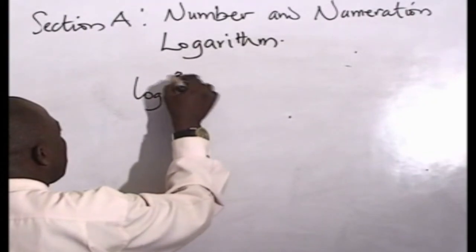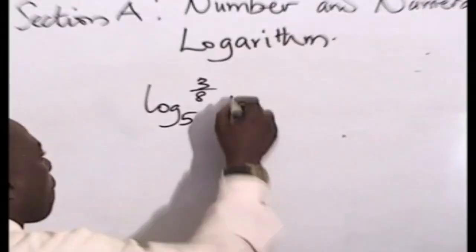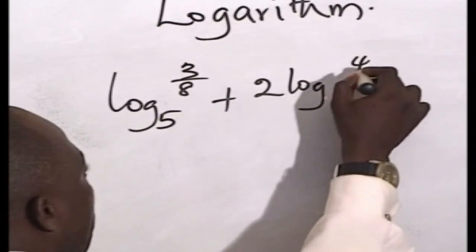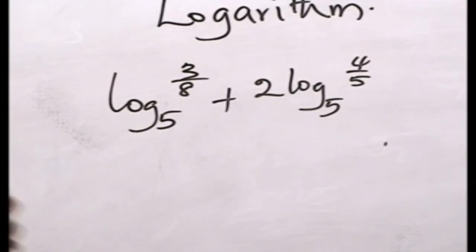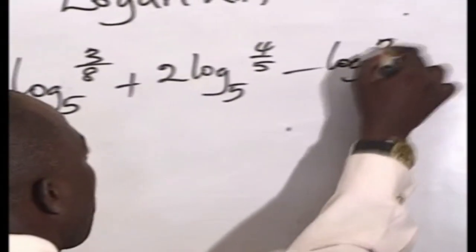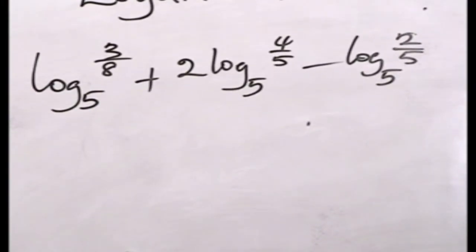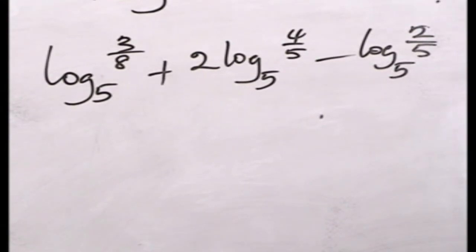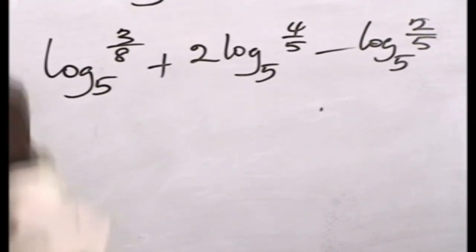If you are given log 3 over 8 base 5 plus 2 log 4 over 5 base 5, again minus log 2 over 5 base 5. If you are given this kind of question, how would you answer it? What are the basic things that you bring to play? What are the things you will do to answer this question? Just like we did for the former example, this is example 2.